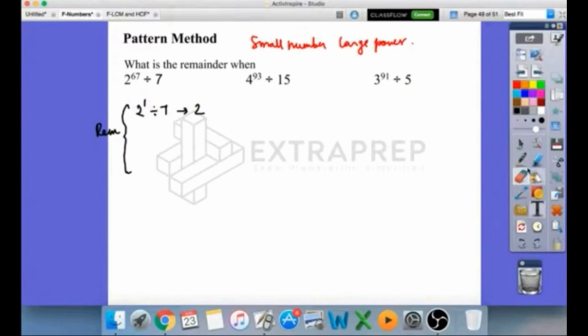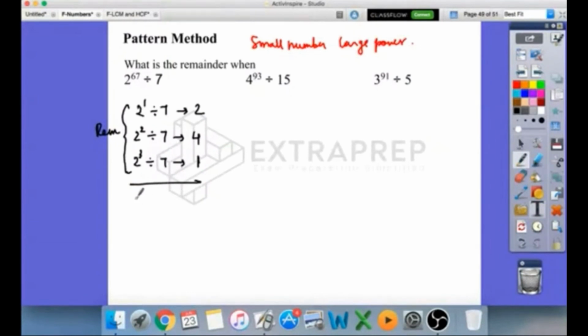So 2 power 1 divided by 7, the remainder is 2. 2 square divided by 7, what's the remainder? It's 4. 2 cube divided by 7, what's the remainder? It's 1. Once you get 1 as the remainder, you'll stop. Why do we stop? We stop because the same process would be repeated again and again.